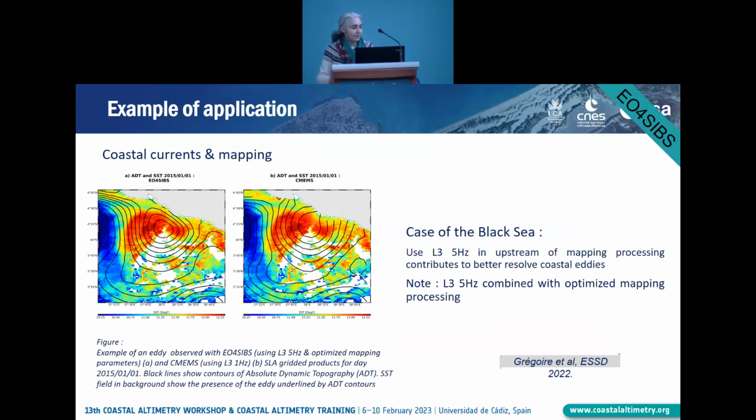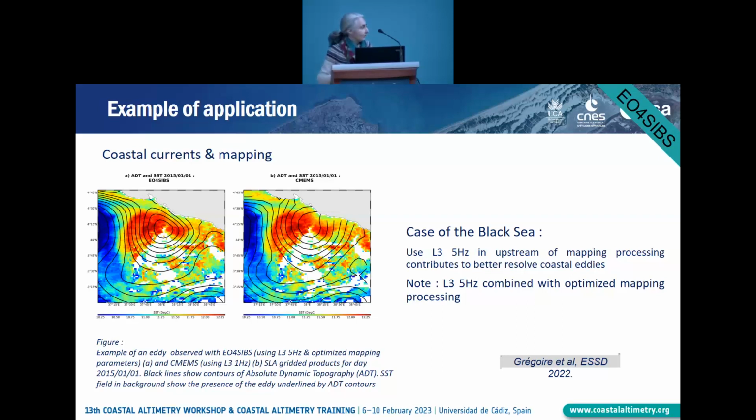Another example of application is that we can use this 5 Hz product upstream of the mapping process. We tested that over the Black Sea region, and you have an example of the result obtained. This map shows in the background a sea surface temperature field that underlines the presence of an eddy near the coast here. And the black curve shows a contour of absolute dynamic topography deduced by the maps constructed with the altimeter product.